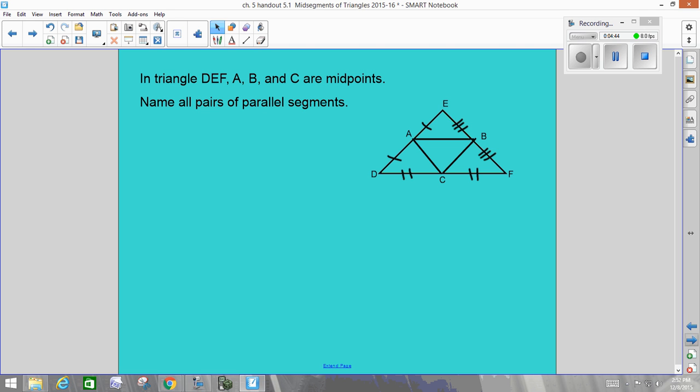Okay, so we need to name pairs of parallel segments. Anyone have a pair of parallel segments in that picture? You guys agree that AB would be parallel to DF? Good, you should. So write that AB is parallel to DF. Any other parallel segments, Micah? DA to CB. You guys agree?